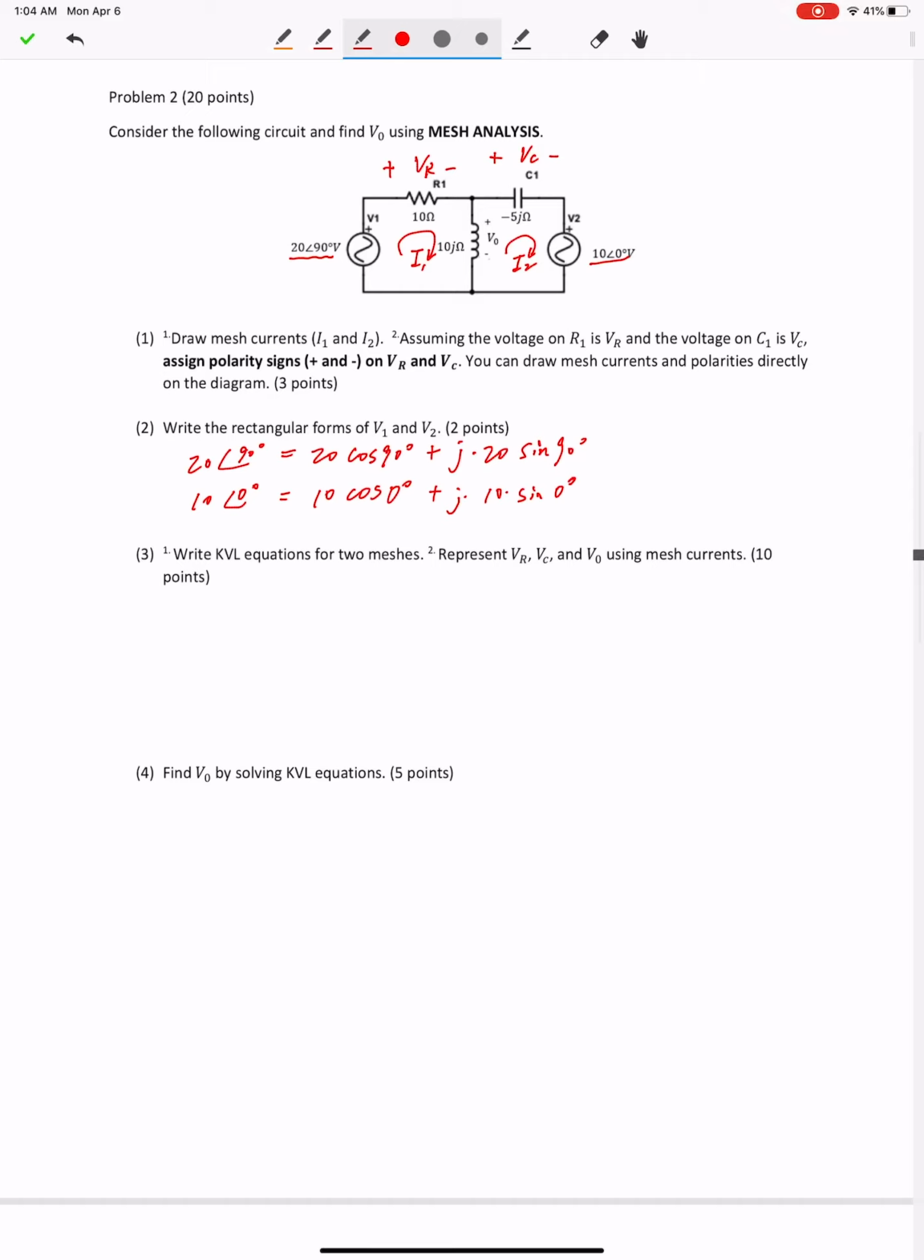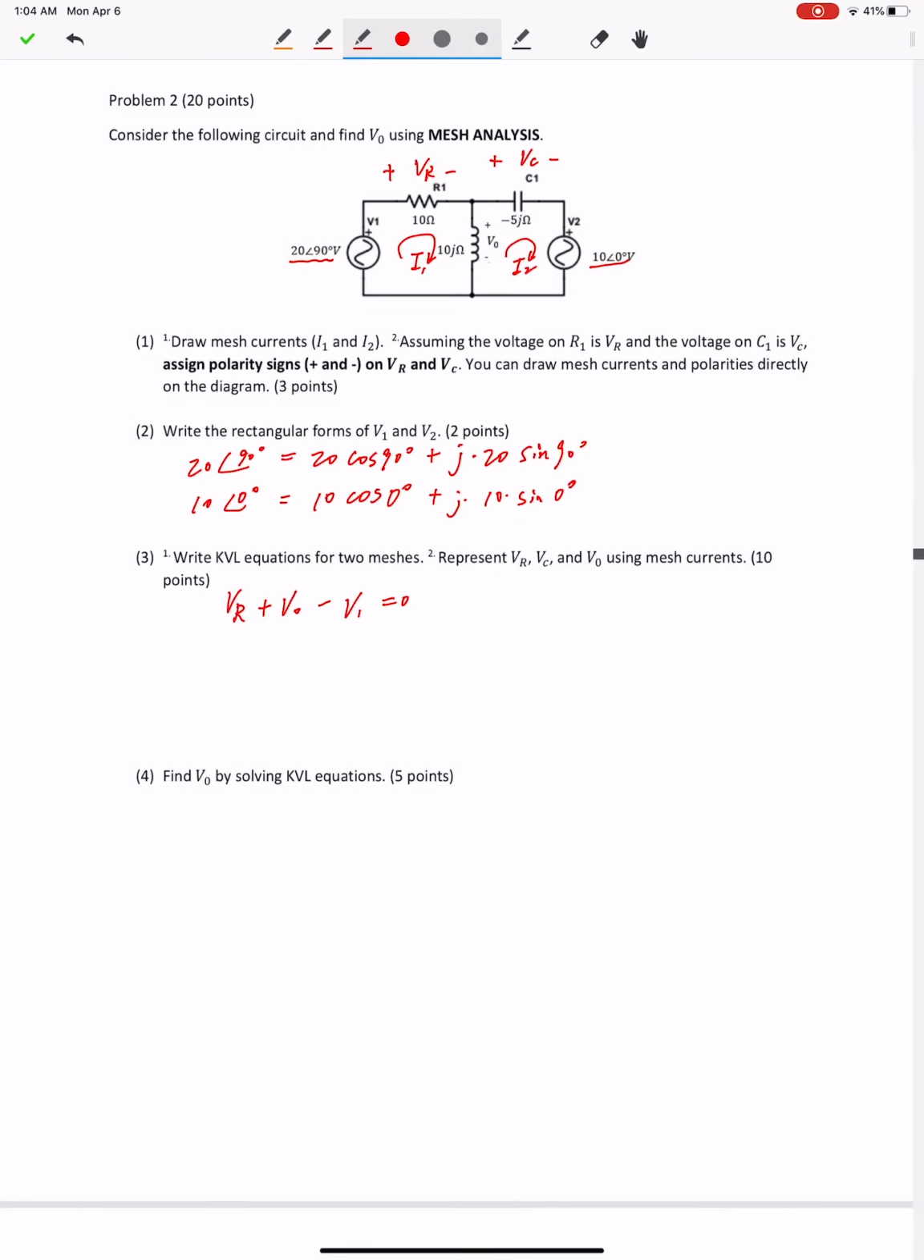Alright, third question, write KVL equations for the two meshes. For the first mesh, let's start with VR. That should be positive VR plus V naught minus V1 equals 0, right? And for the second mesh, let's start with VC. That should be positive VC plus V2 minus V naught equals 0, right?